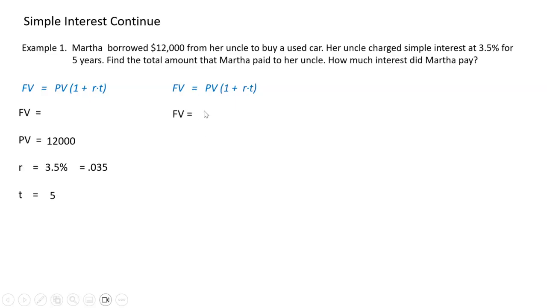So if we use this one, the present value is 12,000 times 1 plus 0.035 times 5. Put that in the calculator. It's going to give you 14,100.